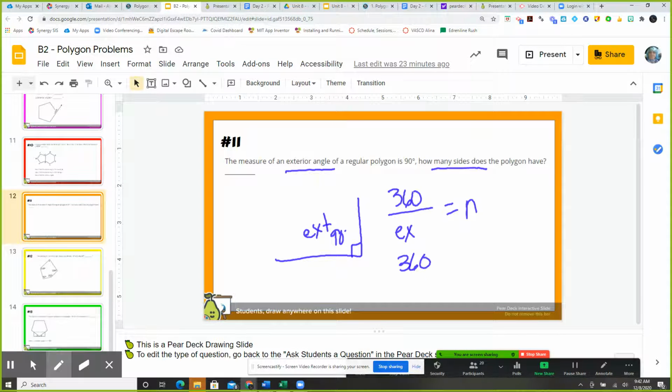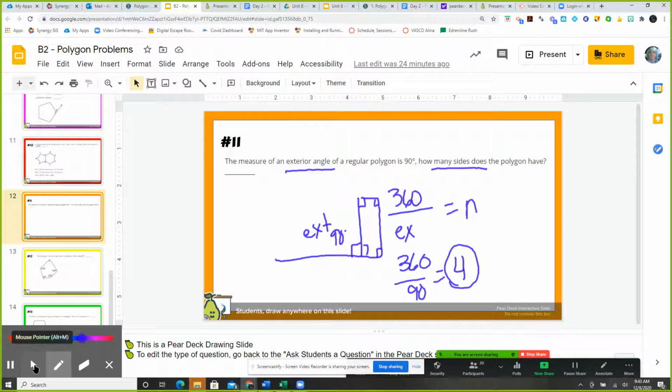So 360 divided by 90 equals 4. And that kind of makes sense. If I draw any kind of rectangle, I know the insides are going to be 90 degrees, which means the outsides are going to be 90 degrees. This means it's got to be a 4-sided shape. But it is definitely harder when they don't give you a picture, right? When you have to kind of invent a picture for yourself.